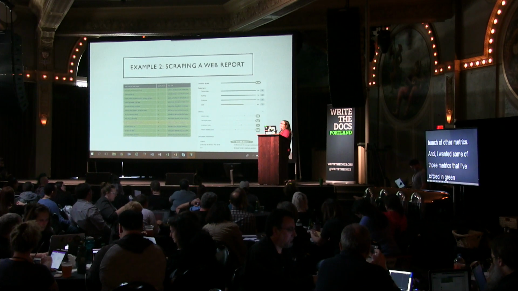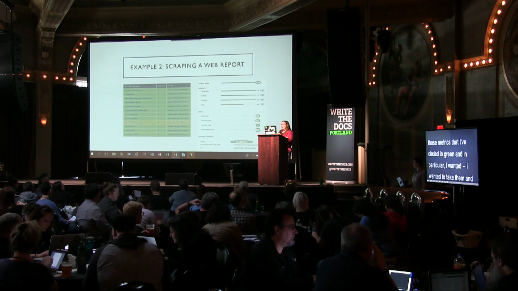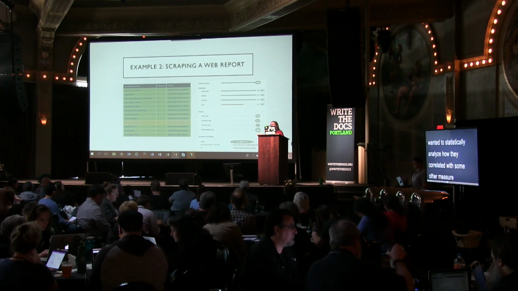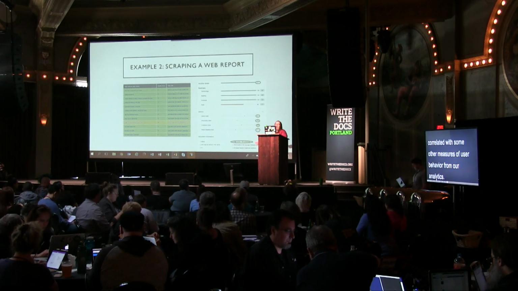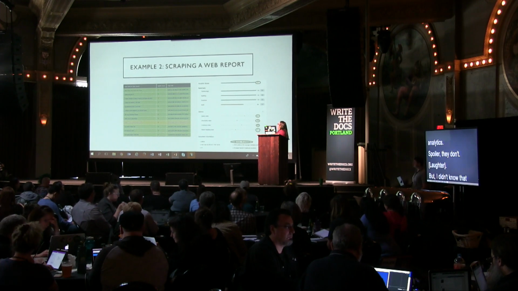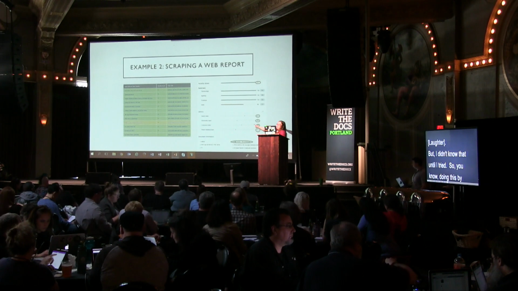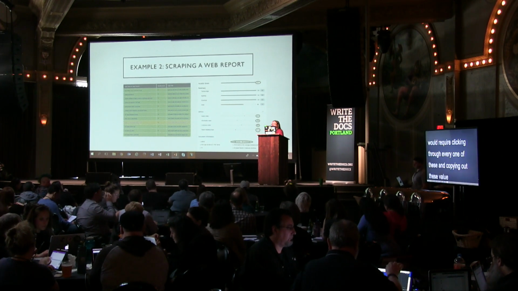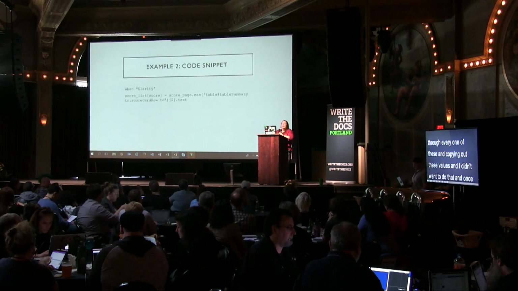And in particular, I wanted to take them and I wanted to statistically analyze how they correlated with some other measures of user behavior from our analytics. Spoiler, they don't. But I didn't know that until I tried. So, doing this by hand would require clicking through every one of these and copying out these values, and I didn't want to do that. And once again, NOKOGIRI came to the rescue.